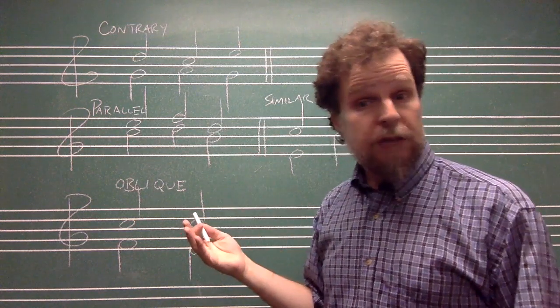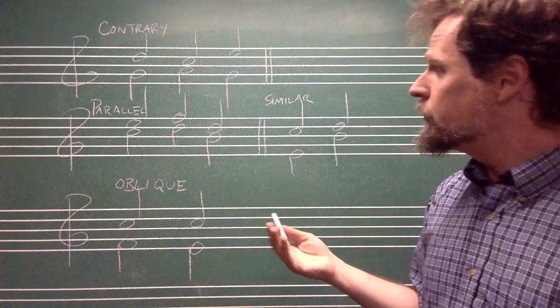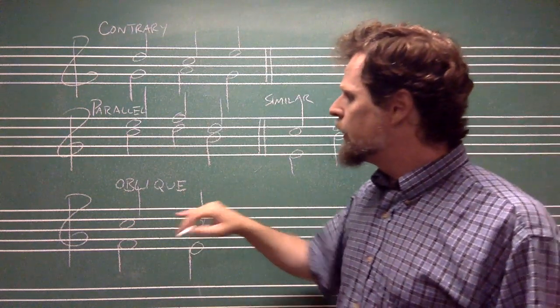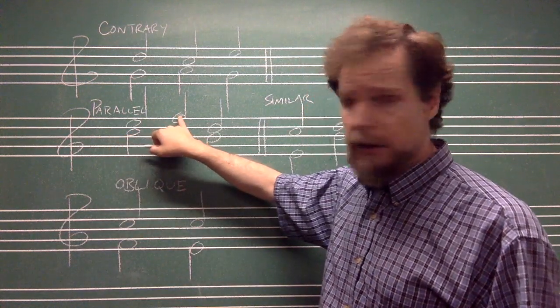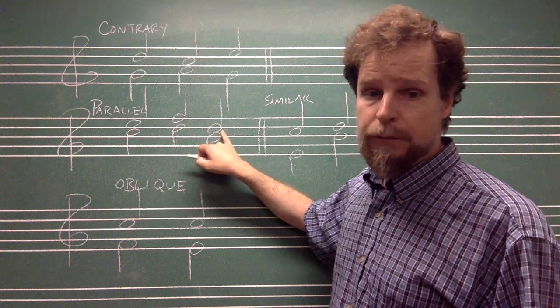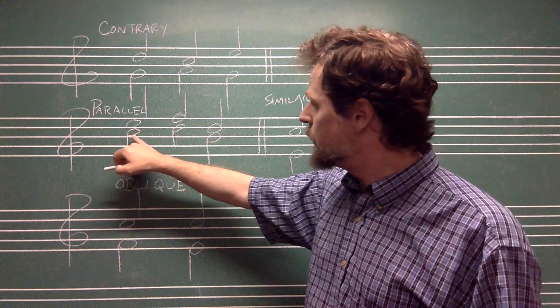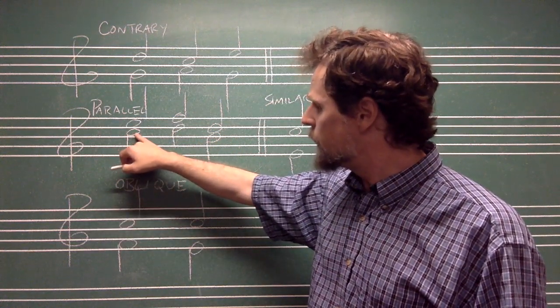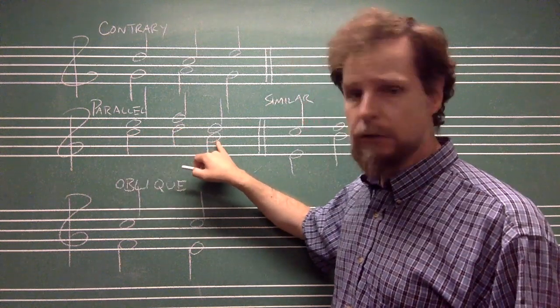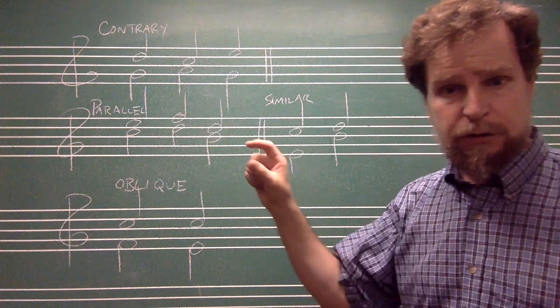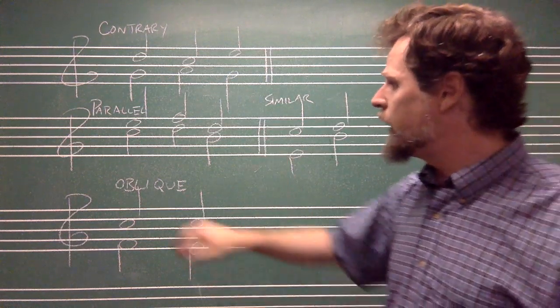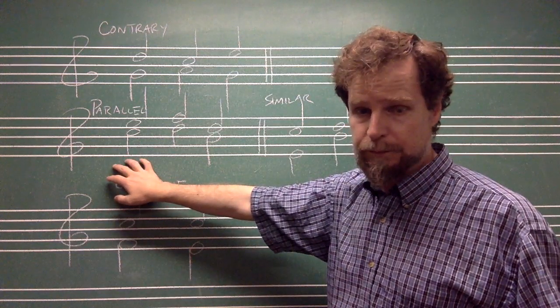But what if they're going the same direction? Well, there's 2 things that could happen there. Here I've written a line that goes up a step and then down a third. And then below that, a third below, I've written another line that also goes up a step and down a third. And so these 2 parts stay the same distance apart, a third. And so we call that parallel motion.